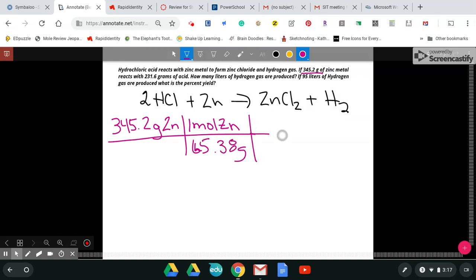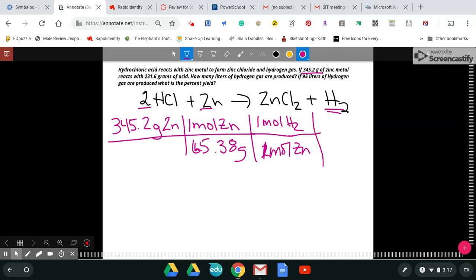Okay, now, next thing, I'm looking for hydrogen gas. So this is my wants and givens. So 1 mole of hydrogen gas equals, oops, not 2, that's a Z, sorry, 1 mole of zinc, okay?